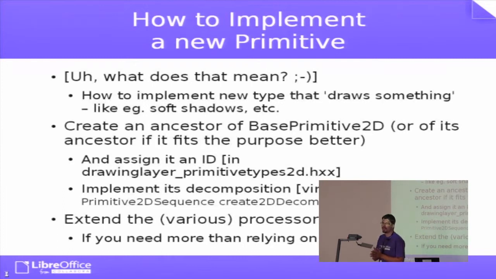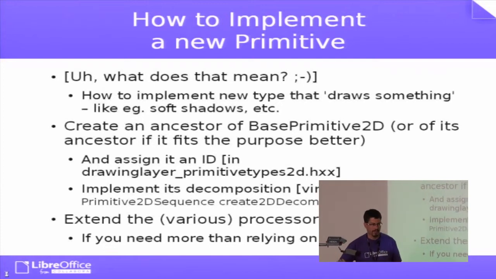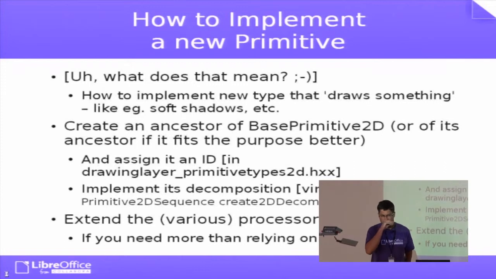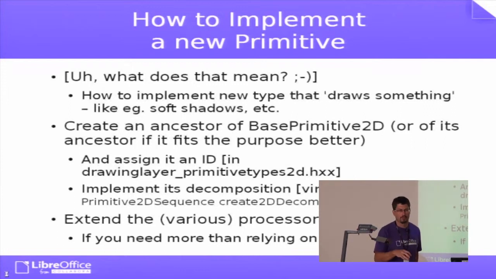So, how to implement your own primitive? How to actually implement something that behaves in this way, that allows you to draw something new on the screen? An example could be if we wanted to provide shadows that are not so hard, but instead blurred, so that you can see the shadow fading into the background. In this case, you want to provide the primitive itself, which means you will provide some kind of storage for the information about what it is supposed to contain.